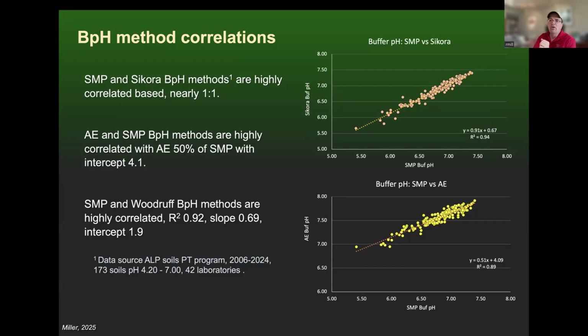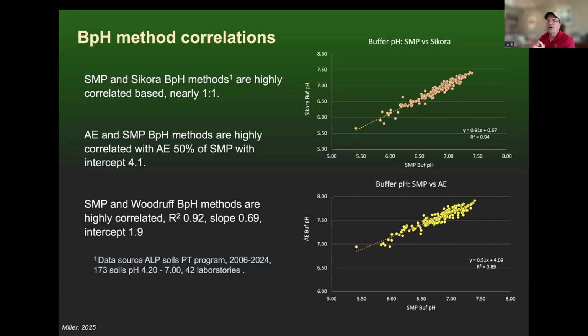It's not quite 1-to-1. Sorry, I have to move my listing here of people that are on the line so I can tell you this. It's R-square 0.9 on this database. Frank says it's 0.1, but a pretty good R-square. If we look at SMP versus Adams-Evans, again, a pretty good relationship, but it's basically half of what the SMP is. In other words, it's 50%.